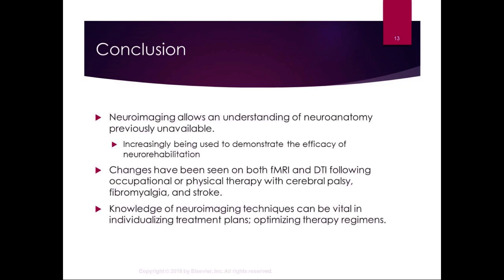So you can actually see changes on both functional MRI and DTI following OT or PT in patients with cerebral palsy, fibromyalgia, and stroke. So I think that's great that the neuroimaging confirms that the physical treatments that we do actually have an effect on the nervous system. So I love the idea of exercise as medicine, and this is proof that it really works.